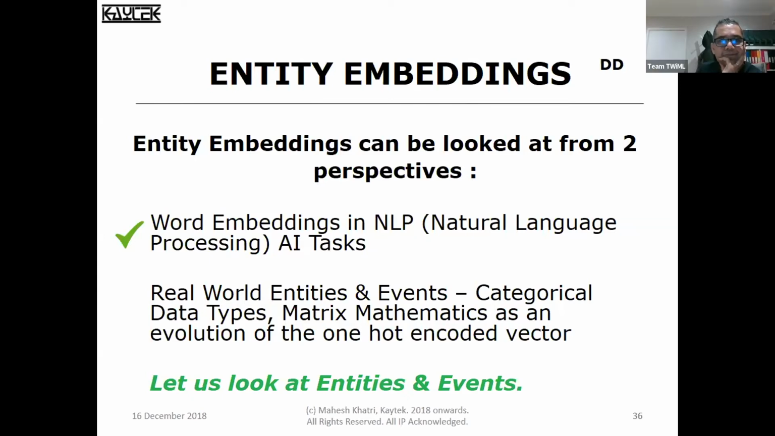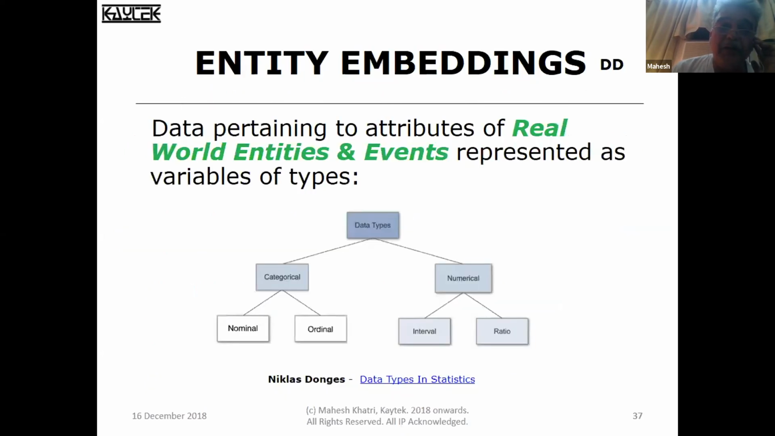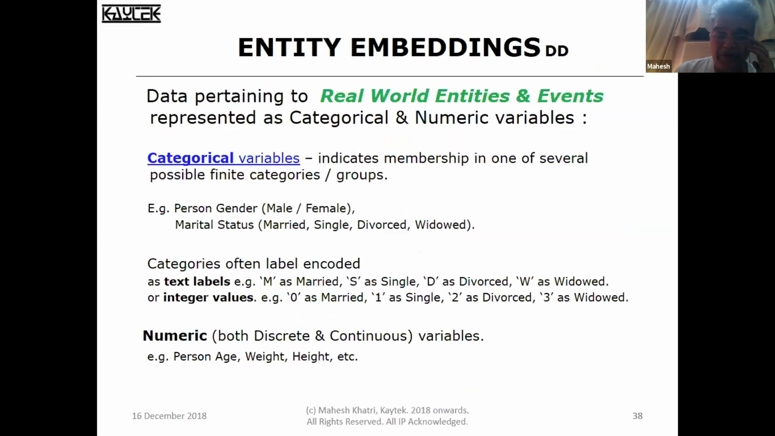Yes, please. Okay. So we looked at word embeddings. Now let's look at the embeddings as far as real world entities and events are concerned. When we talk of data types, we essentially have data types of entities as represented in systems. We would have, let's say, categorical and numerical. Now, again, here the terminology varies from paper to paper. If you read certain papers, they'll give a different terminology, but most of them have agreed on the terminology called categorical variables and numerical variables.